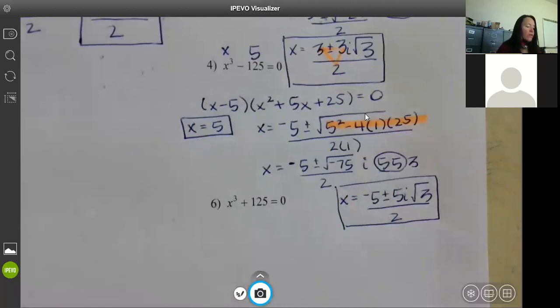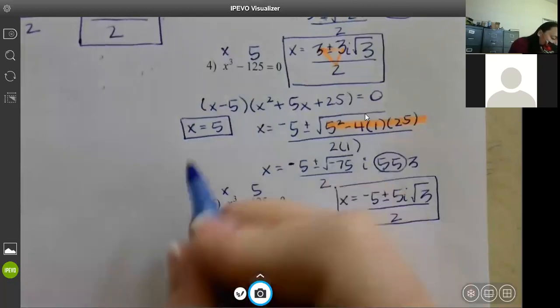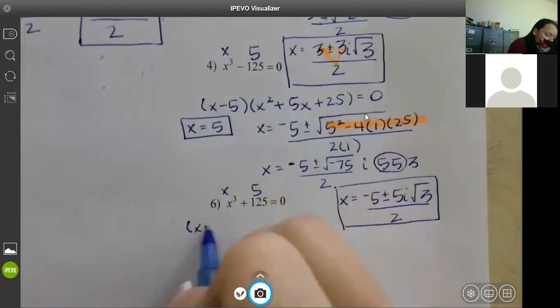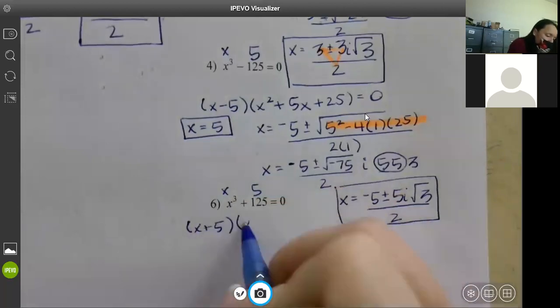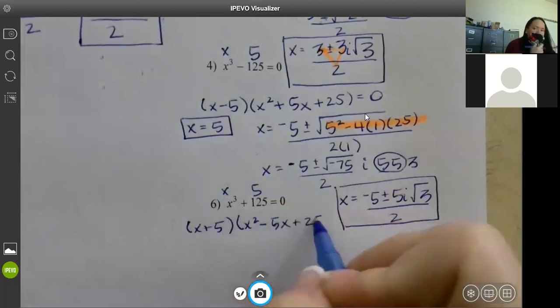All right. I will show you number 6 so that you can see the difference in the answers, and then we'll go back and do the other 2 without having to do any work at all, okay? So this is the same thing. It just has a plus instead of a minus. So we're going to get the same thing, x squared, but this is going to be a minus 5x plus 25. So all of your numbers are pretty much the same.